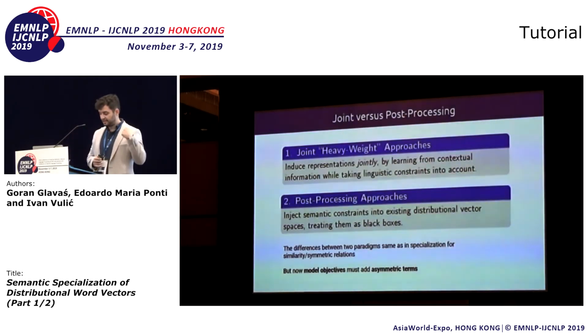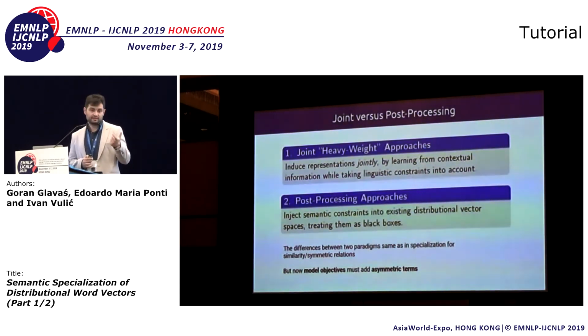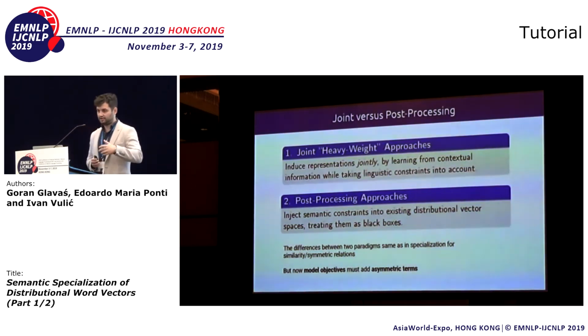This is the same slide that Ivan had. Basically, you can have the same difference between the models. You have joint models, which are somehow injecting your asymmetric lexical entailment constraints into the learning objectives of the embedding models, whereas the post-processing approaches take the pre-built distributional space, your embeddings, and then tune something on them. The difference is now that all of these models need to account for asymmetry and to acknowledge that this is now an asymmetric relation, not a symmetric one anymore.